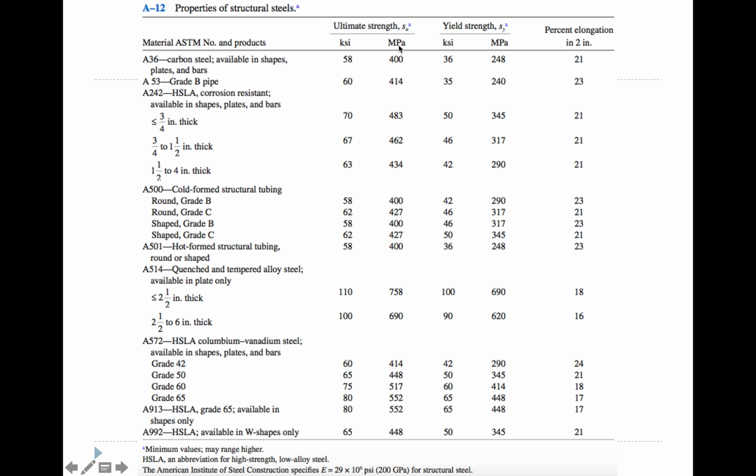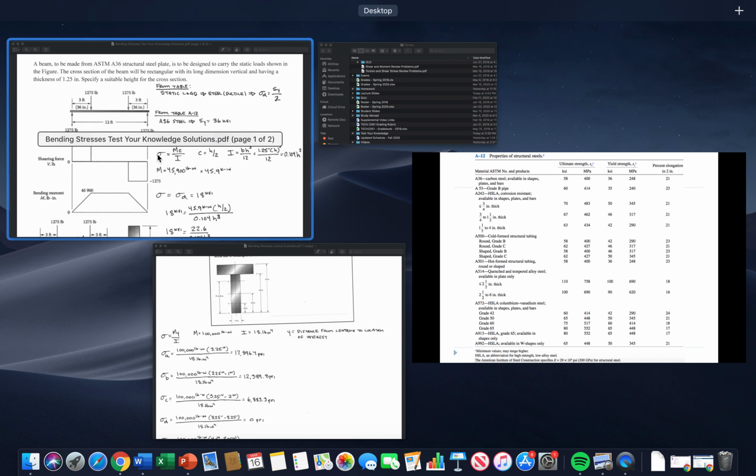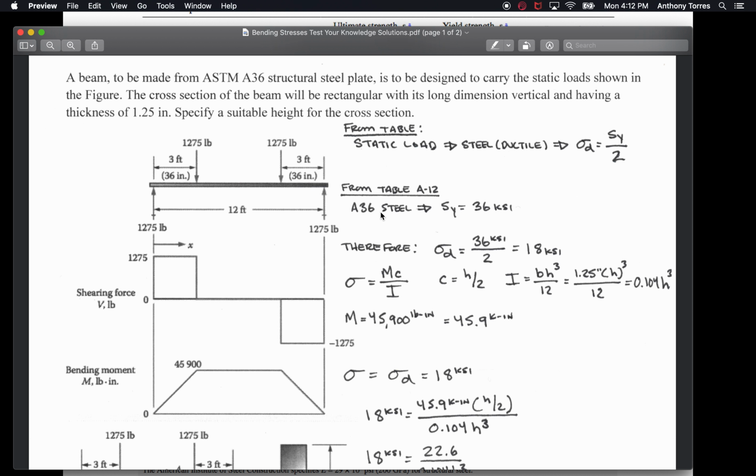Well, A36 carbon steel is what we want. Its ultimate strength is 58 KSI, but its yield strength is what we want. That's 36 KSI. By the way, how do you think it got its name? A36. Pretty interesting, right? So we pluck that from the table. A36 steel has a yield strength of 36 KSI. Remember it's KSI, 1,000 pounds per square inch.